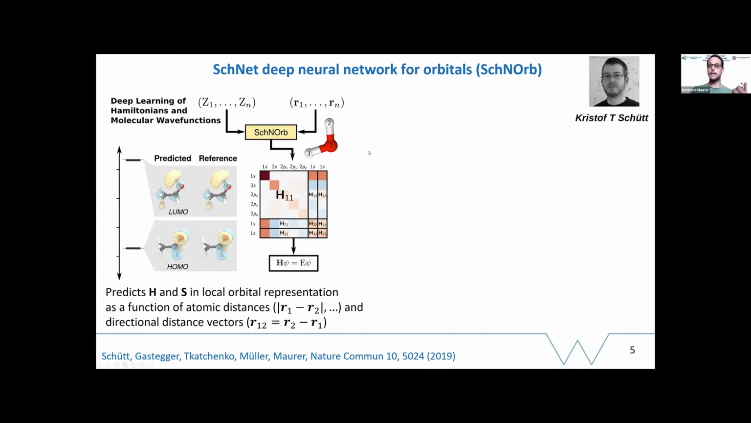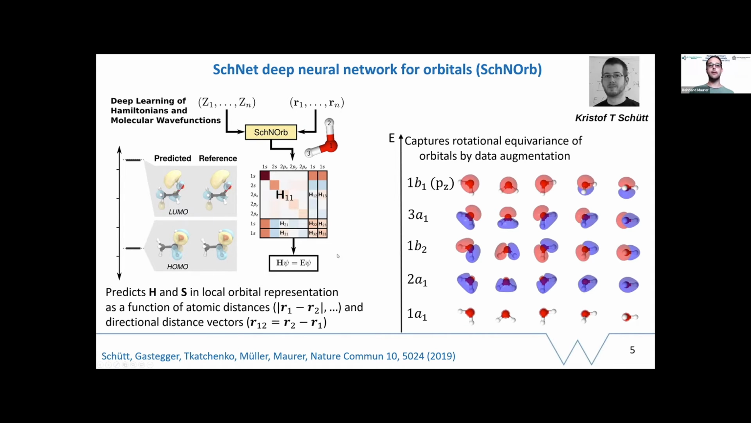So for example, for the H2O molecule, the model predicts all of these matrix elements here that correspond to the interactions of different orbitals with each other. So a 1s orbital interacting with a 2s orbital on oxygen, or a hydrogen interacting with oxygen, and so on. And we predict the Hamiltonian and the overlap matrix in this local orbital representation. And when you then diagonalize this, you get the energy levels and the molecular wave functions. And the model captures all of the important properties of these molecular wave functions.